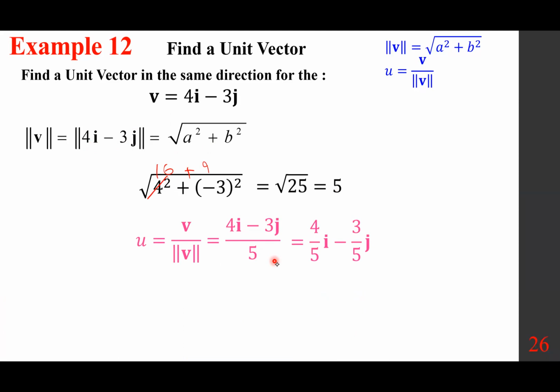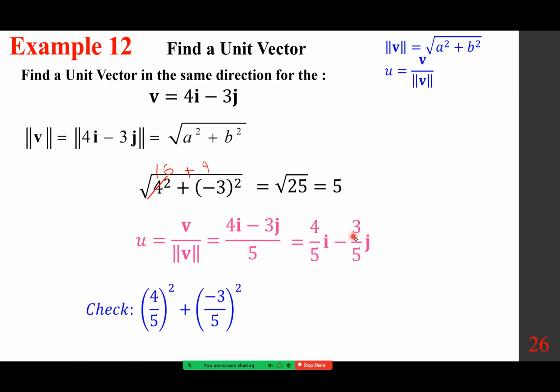What you can check is the size. A squared plus b squared must be 1. So this one squared plus this one squared. Here's the check: a squared plus b squared. Obviously, this is 16 over 25. This becomes positive 9 over 25, which makes it 25 over 25 or 1. And of course, the square root of 1 is 1. So as long as you prove this is 1, that's good enough.